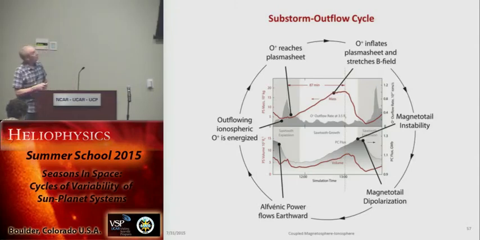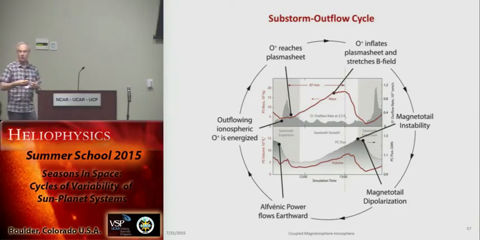So if we go around this cycle here, why don't we start here? Suppose we have a substorm that goes off in the magnetotail, and that rubber band snaps, the magnetic field lines go earthward, and all of this Alfvénic power is sent down to the ionosphere. So Alfvénic power flows earthward. It hits the ionosphere, the ions start getting energized perpendicular, the oxygen perpendicular, the mirror force lifts them up, they head tailward, they reach the plasma sheet.